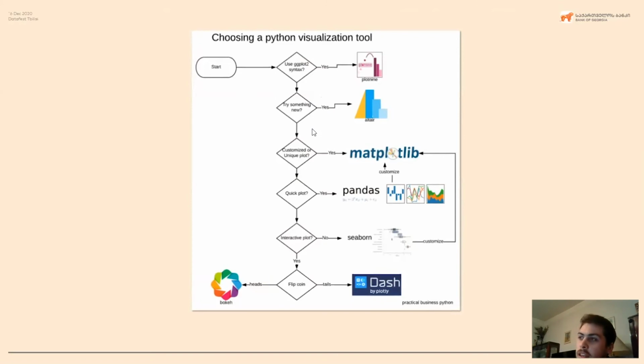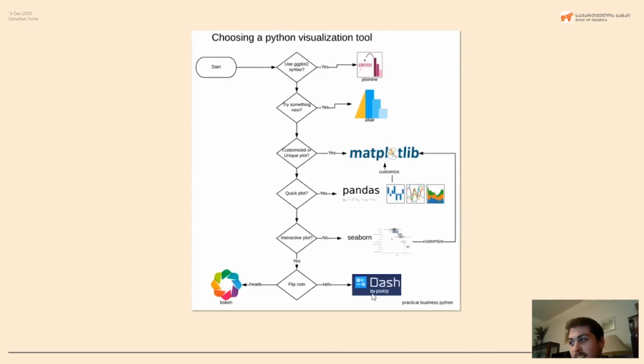Then we can ask the question, do we want a customized or unique plot? If yes, we have to choose matplotlib. And if we want a quick plot, as you mentioned in chat, we should go to pandas. And if we want some interactivity, we have to go here and we have to flip a coin. And if it's heads, we choose Bokeh.